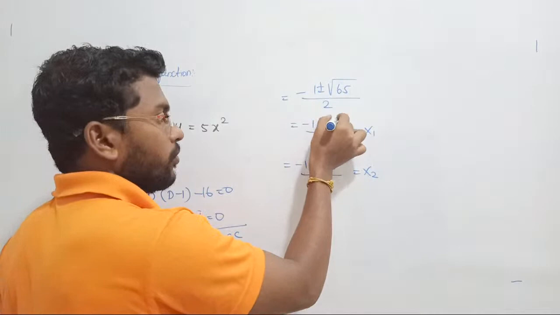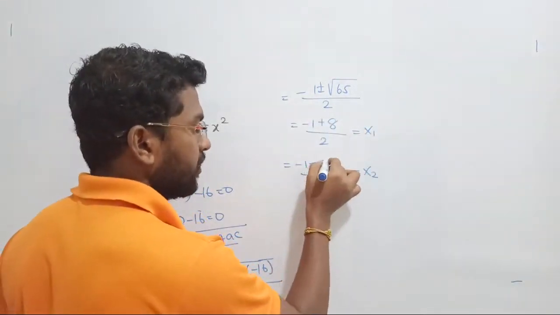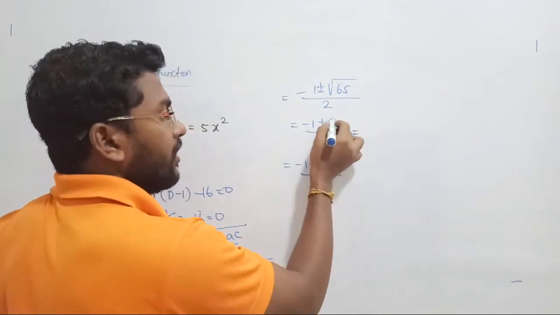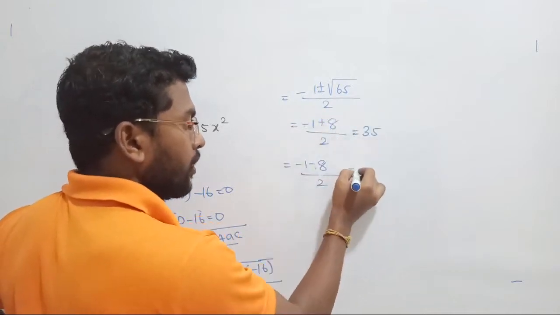If we take the value for 64, what will come? It is 8. For 65, nearer to 8 will come. So let me go ahead, right? Approximate value. You can take calculus, do it by yourself in order to obtain the accurate value. Anyway, 8 minus 1 is going to be 7. 7 by 2 will be 3.5.